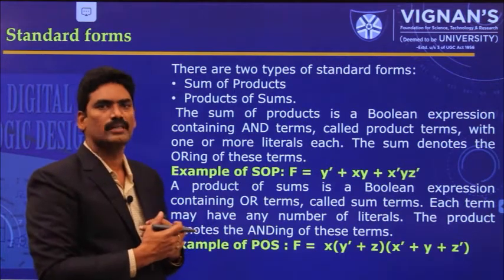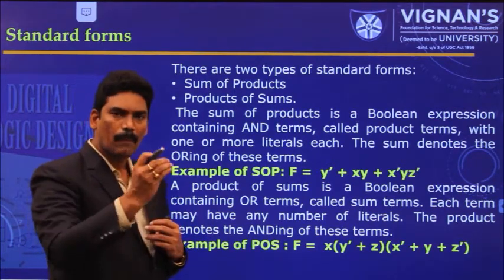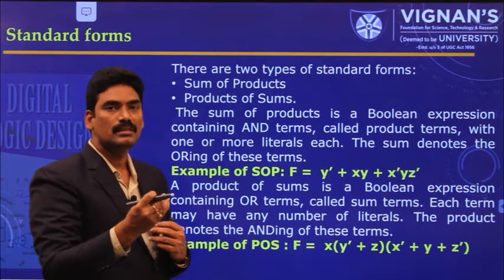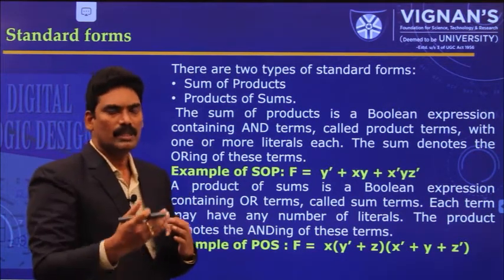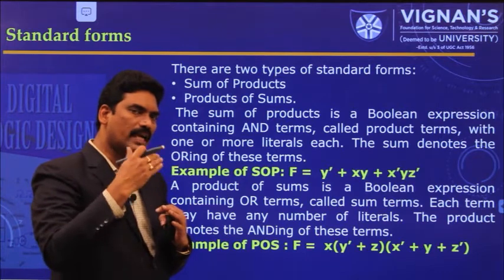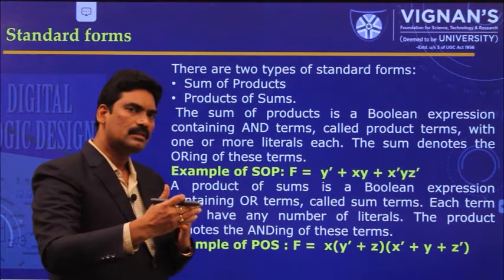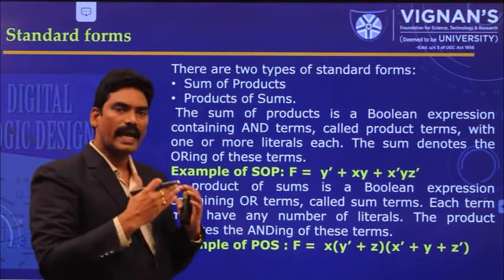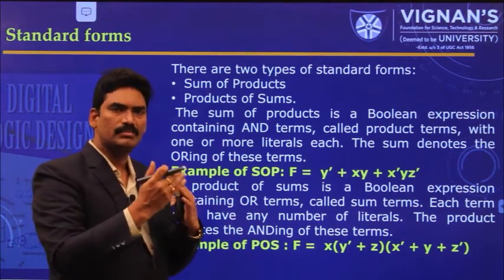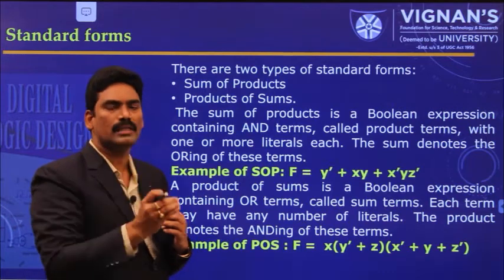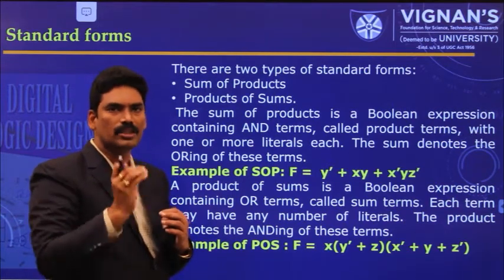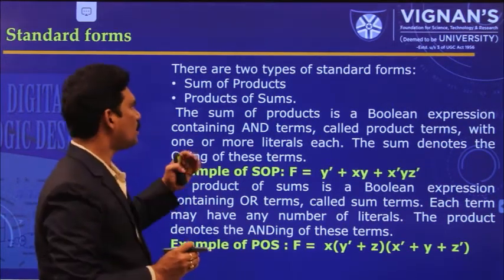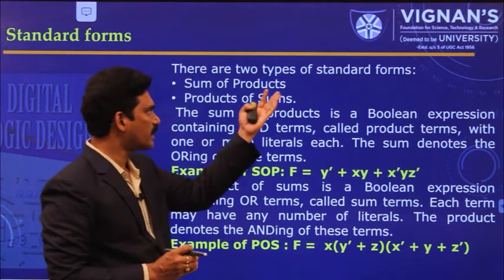There are two standard forms. One is the sum of products form, and another one is the product of sums form. Here we have standard sum of products and sum of products, standard product of sums and product of sums. Standard means you should have all letters present in every term.